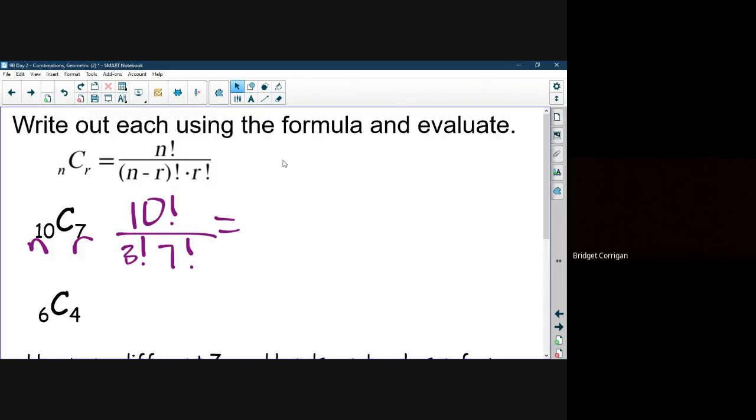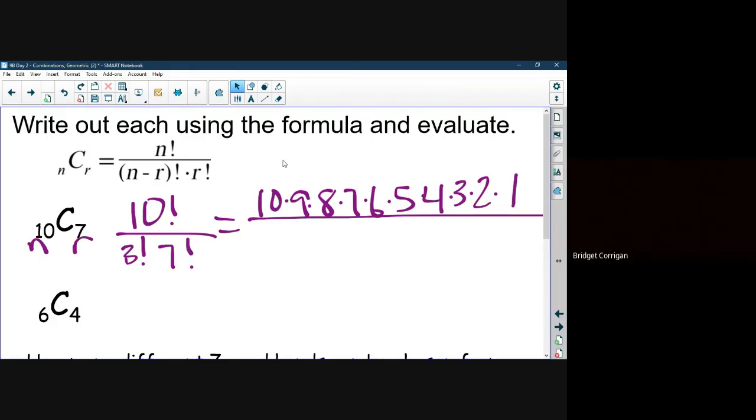And if we evaluate that all the way out, we have 10 times 9 times 8 times 7 times 6 times 5 times 4 times 3 times 2 times 1, divided by 3 factorial, which is 3 times 2 times 1. So that's our n minus r here. And then 7 factorial is 7 times 6 times 5 times 4 times 3 times 2 times 1. Okay, so that's what expanded form would look like.